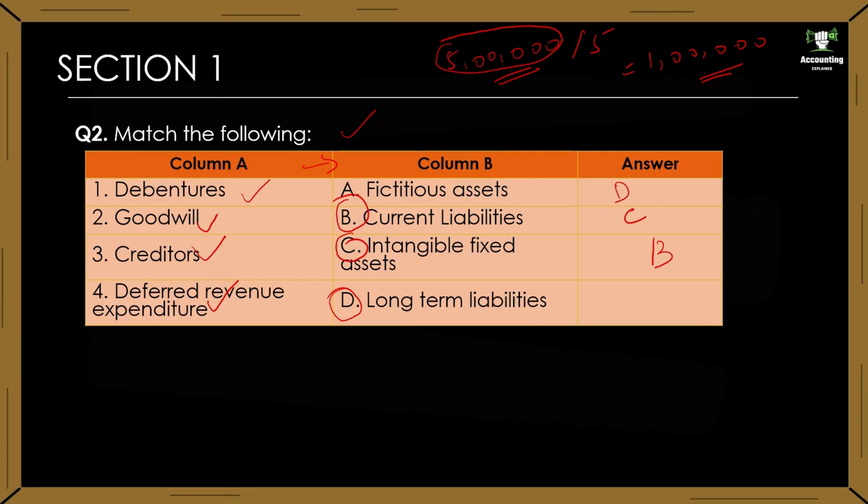So, deferred revenue expenditure are treated as fictitious assets, okay, because they are actual expenses, but they lack the tangible qualities or resale value of a traditional asset. So, for deferred revenue expenditure, answer is A. 4 is A.